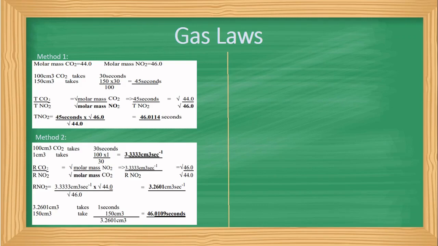You can use another method whereby you consider now the 100 centimeter cubic of carbon 4 oxide taking 30 seconds. You calculate for 1 centimeter cubic, and you get that it will be 3.3333 centimeters cubic per second.